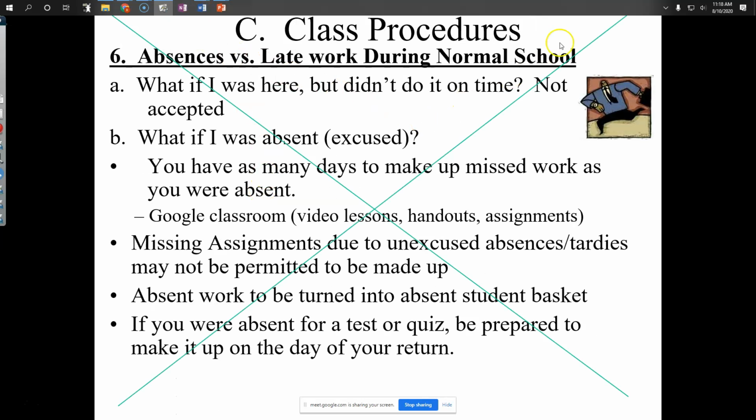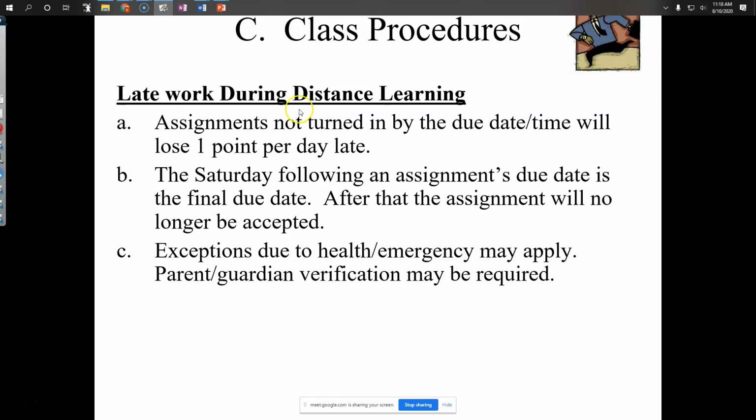This is my absence and late work policy during normal school time, but since we're not in normal school, I'm just going to skip this slide for now. But I will talk about late work during distance learning.